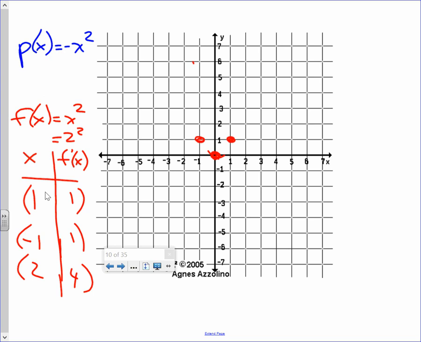All right, let's go 2, 4. 1, 2, 4. And negative 2, 4. So here's my parent function in red. Coming down and coming up. Go ahead and do that with me. Go ahead and draw a nice parabola with me.